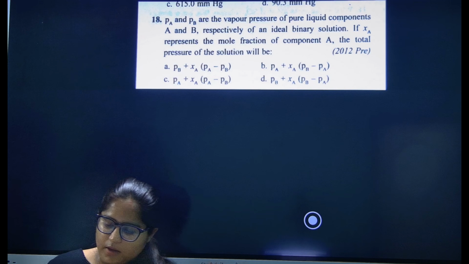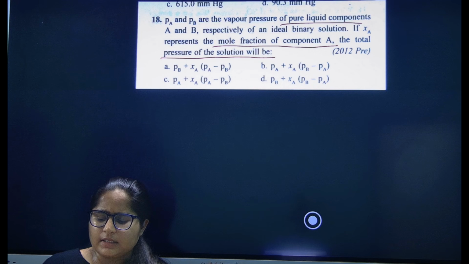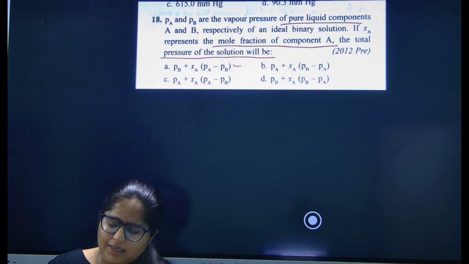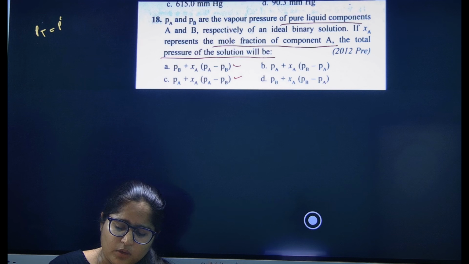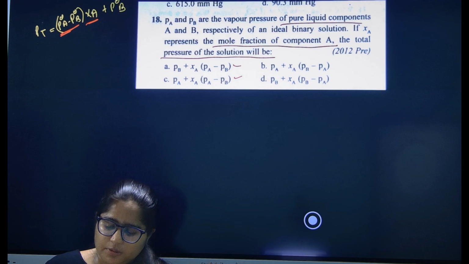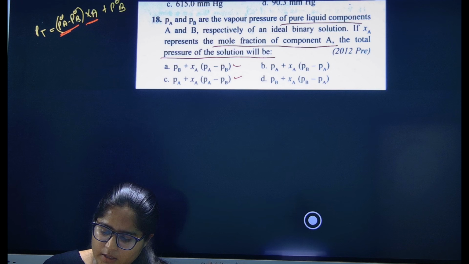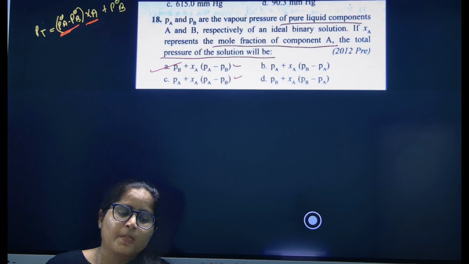PA and PB are vapor pressures of pure A and B respectively of an ideal binary solution. If XA represents the mole fraction of component A, the total pressure of the solution will be, in terms of XA. Those who are my students know, I told you two special cases of Raoult's law. What was that? PT equal to P naught A minus P naught B into XA plus P naught B. Because they are asking in terms of XA, it will become P naught A minus P naught B, and that side P naught B. So which option are we seeing? P naught A minus P naught B, option number A is the right answer. Let us derive it also.